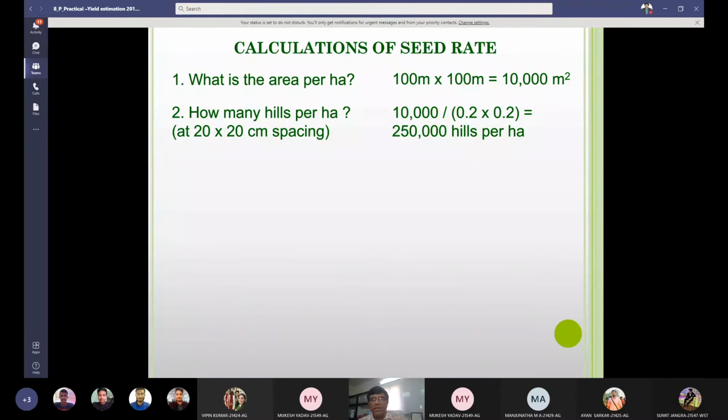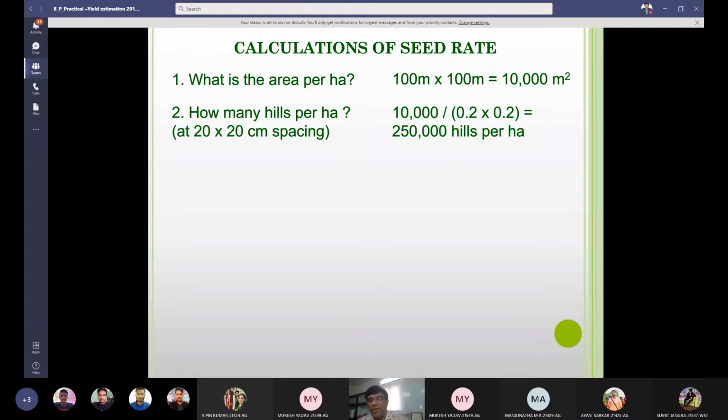So how many hills per hectare? It depends upon spacing. Now, it is 20 by 20 centimeter spacing. It means at this 20 you will have one hill, at another 20 you will have another hill. So the first 20 may be the distance between the rows, and the next 20 will be the distance between the plants within the rows. So if your spacing is 20 by 20, then you need to calculate the number of hills. Hills are the places where transplanting is done.